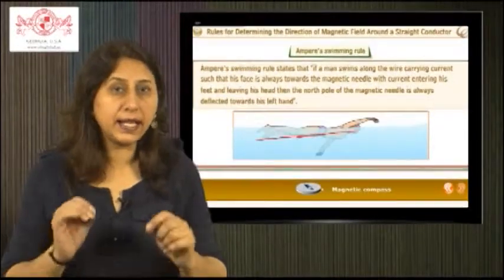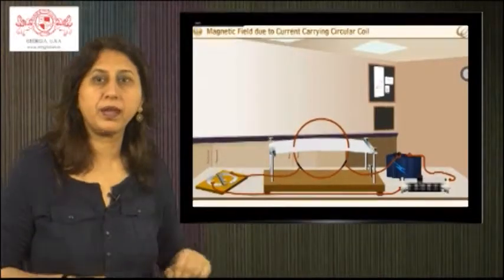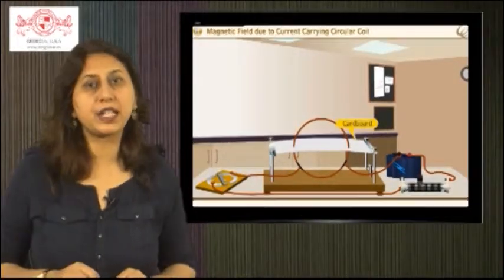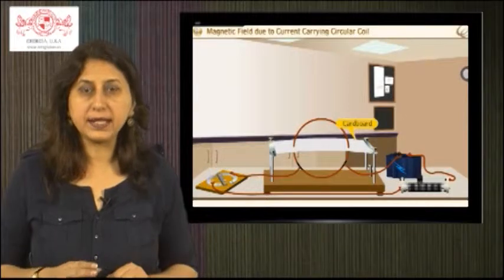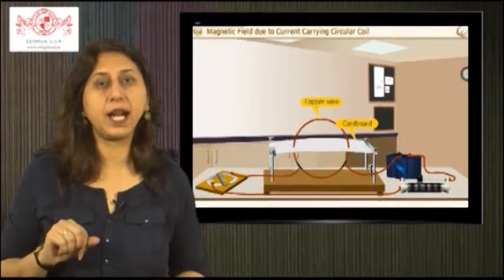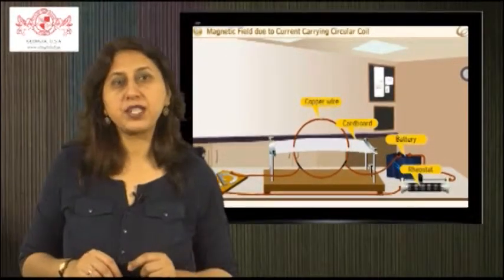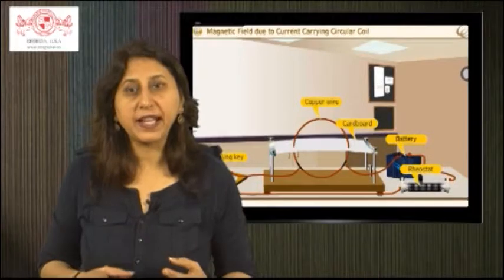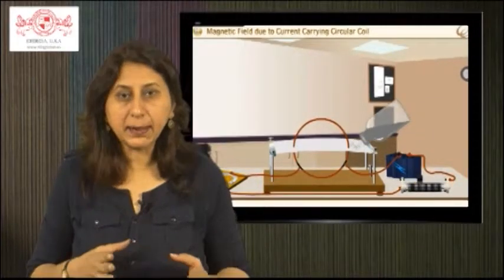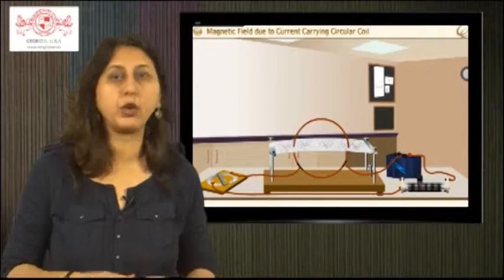Pass a thick insulated copper wire through the holes as shown. The ends of the coil are connected to a battery, a rheostat and a reversing key. Sprinkle some iron filings on the cardboard. Switch on the current. When the current is passed through the coil, the iron filings on the cardboard align themselves with the magnetic lines of force of the current carrying coil.